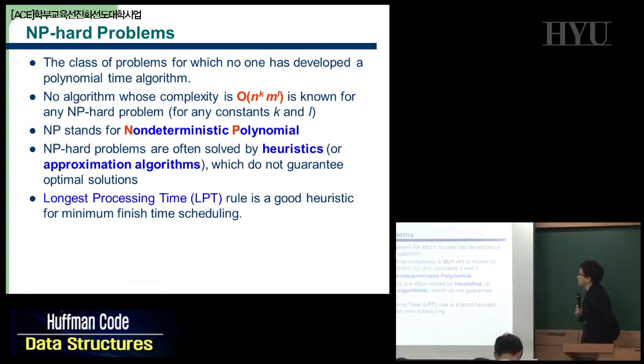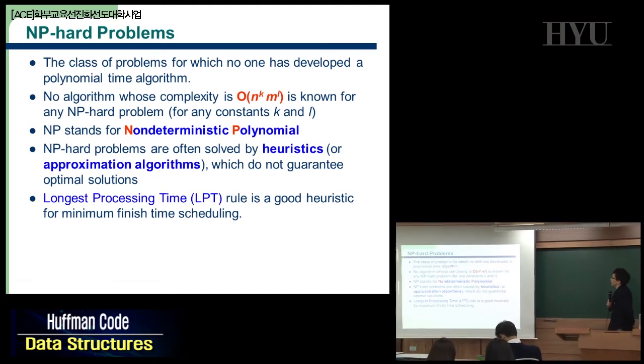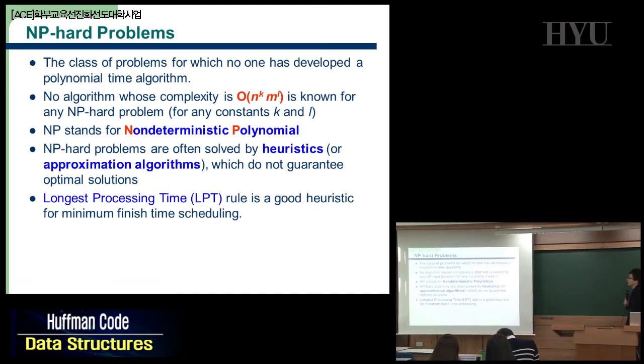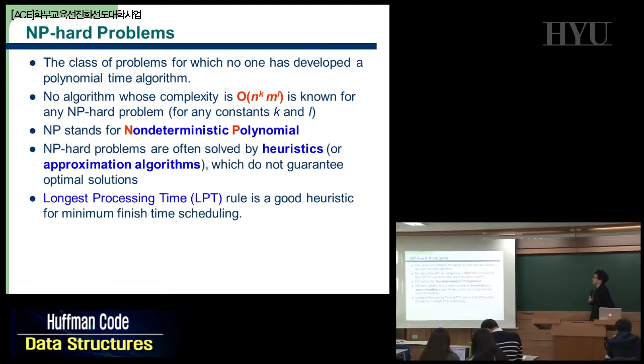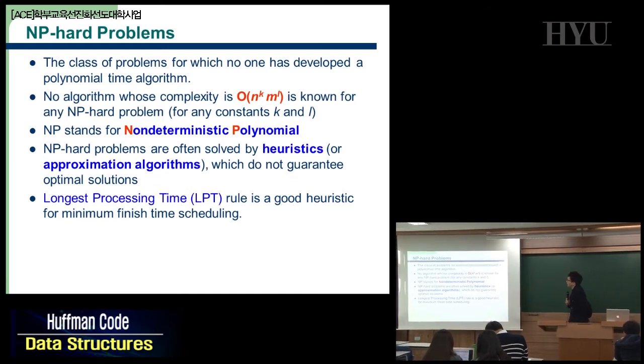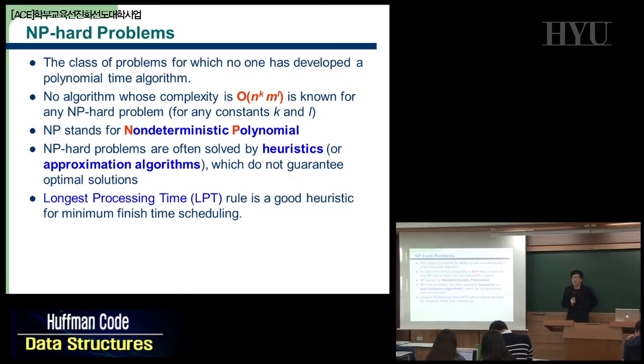Polynomial time. No algorithm whose complexity of order n to the k, m to the l is known for any NP-hard problem, for any constants k and l. It simply means it's very difficult to find. No, not very difficult. It will be impossible to find any algorithm that has a reasonable time complexity.